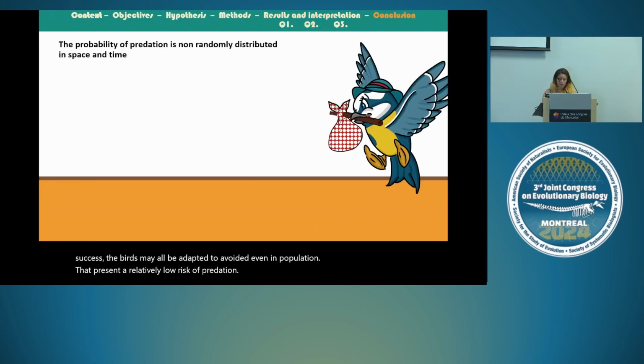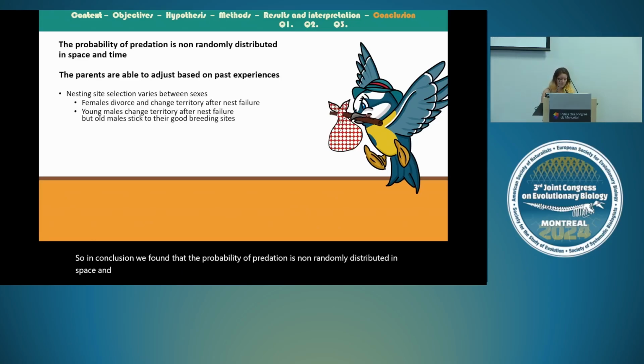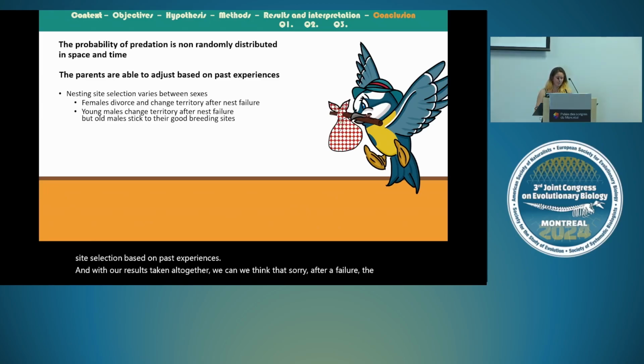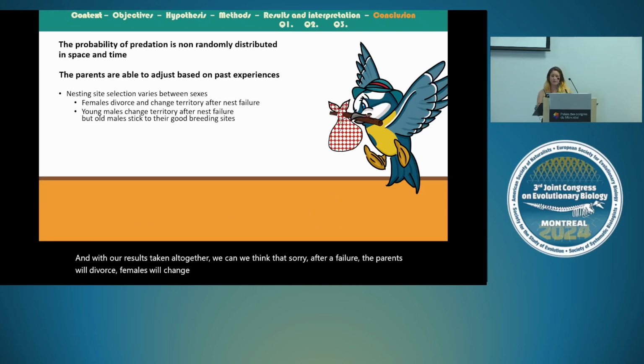So in conclusion, we found that the probability of predation is non-randomly distributed in space and time. And our results also suggest that the parent blue tits can adjust their nesting site selection based on past experiences. And with our results taken all together, we think that, after a failure, the parents will divorce, and females will change nesting site to try to increase their site quality and probably their mate quality as well.